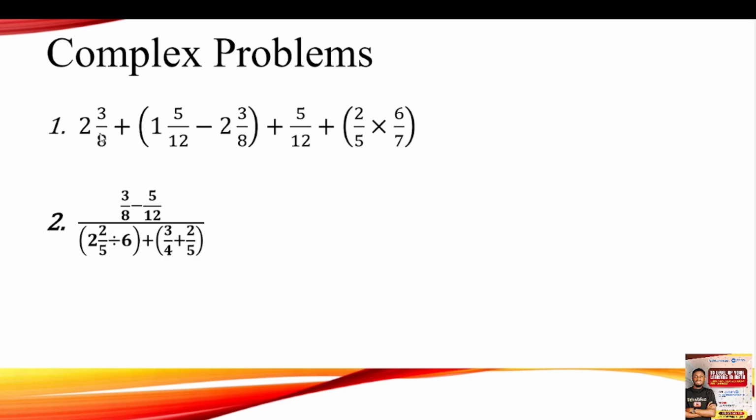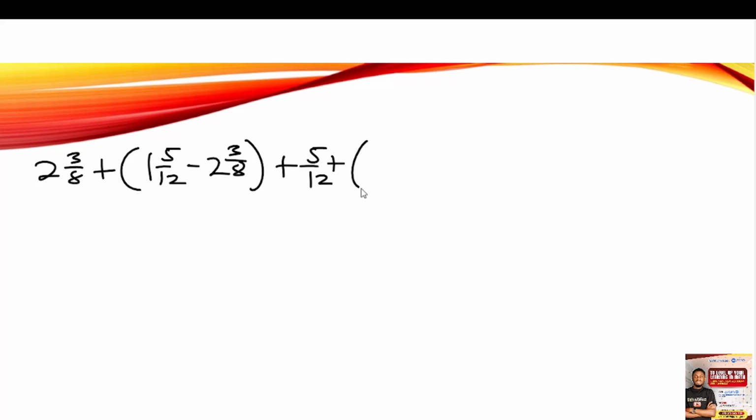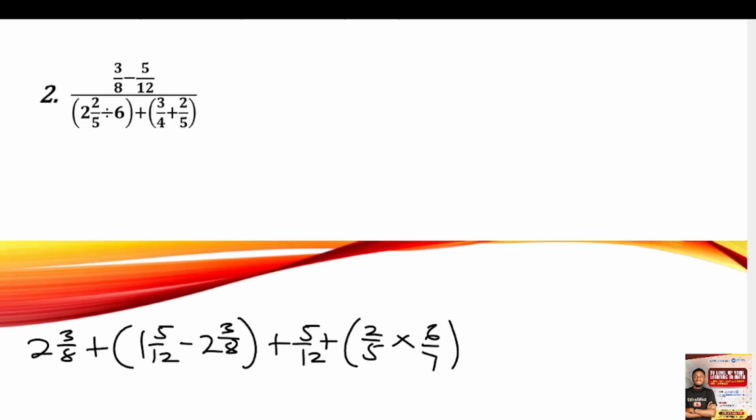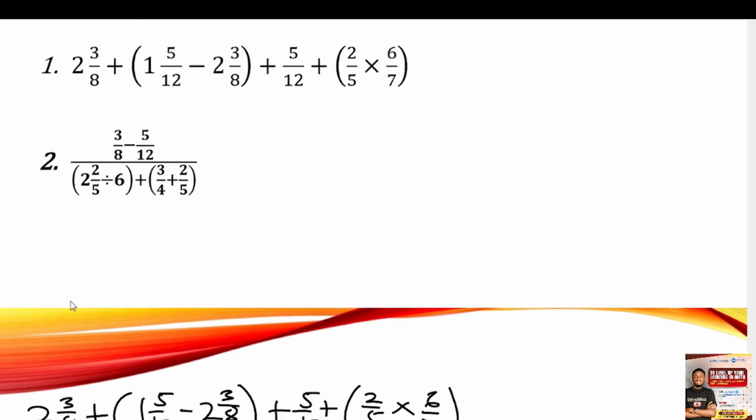fractions. So with the first, now let me repeat the question here. So we have 2 whole number 3 on 8 plus 1 whole number 5 on 12 minus 2 whole number 3 on 8 plus 5 on 12 plus 2 on 5 times 6 on 7. Now let's compare if we've written the correct thing here. Okay, so that is good.